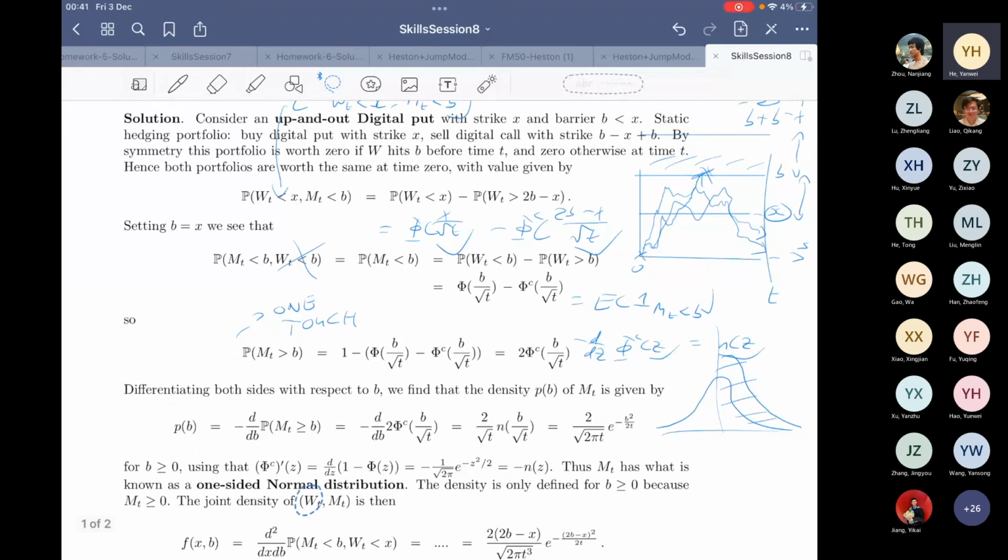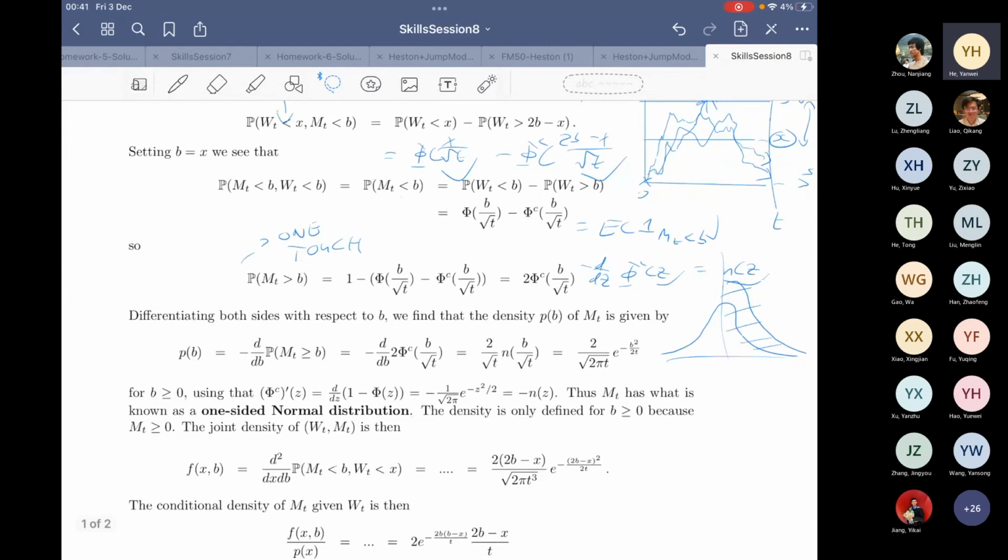Another thing we can do a lot with this: if we want the joint density of wt and mt, then if you have a distribution function which has a density, you get the density just by differentiating the distribution function. If you have a joint distribution function, as we do here, and you want the joint density, you just differentiate with respect to both variables. That's a standard result from first year. So that's what you do here.